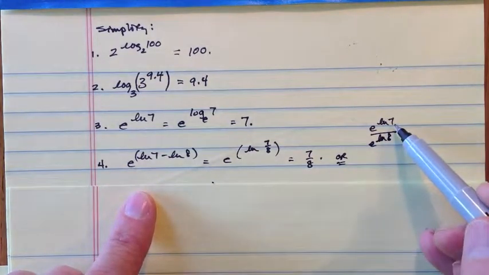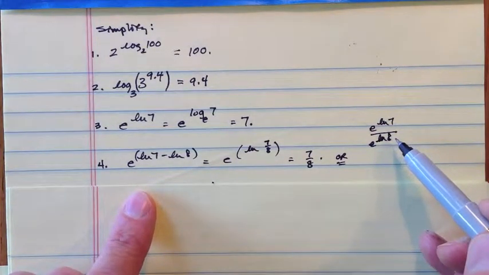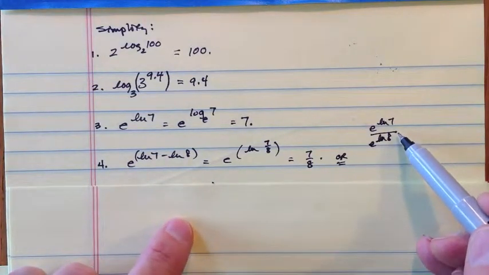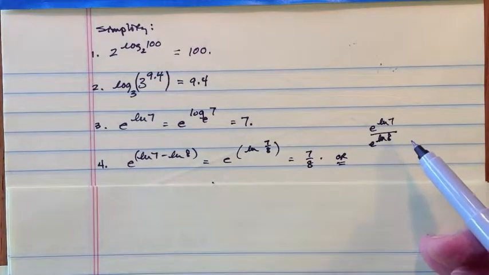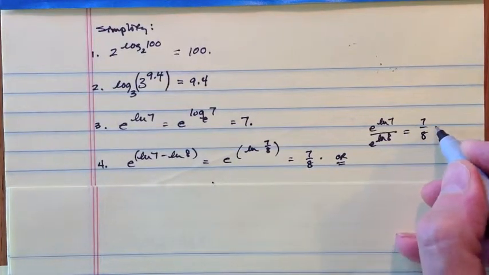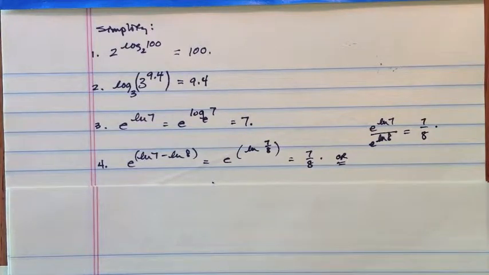Right? e to the log 7 over log 8 would be the same thing as e to the log 7 minus log 8. So our guy is the same as that, thanks to one of the old laws of exponents. But now the numerator is 7 and the denominator is 8. That's why the answer is 7/8.